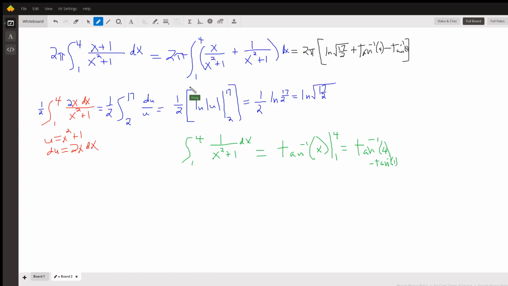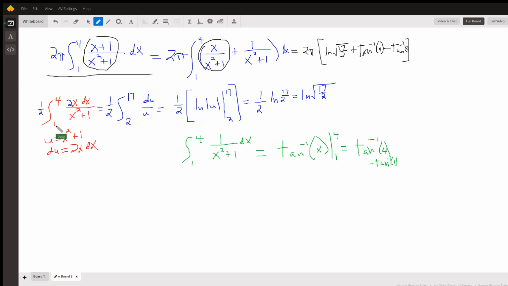Well, let's go to board 2. So here's that original definite integral. I can break this apart into two fractions: x over x squared plus 1 and 1 over x squared plus 1. And when we evaluate the antiderivative for this piece, we'll use u substitution. u equals x squared plus 1, du equals 2x dx. I need to put a factor of 2 in the numerator, so 1 half out front.